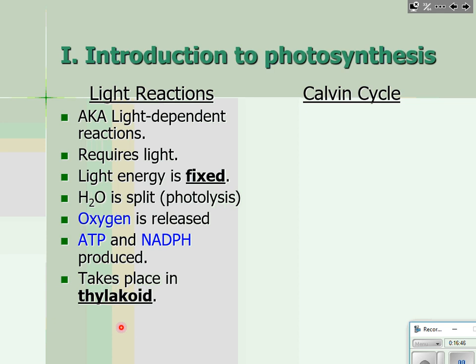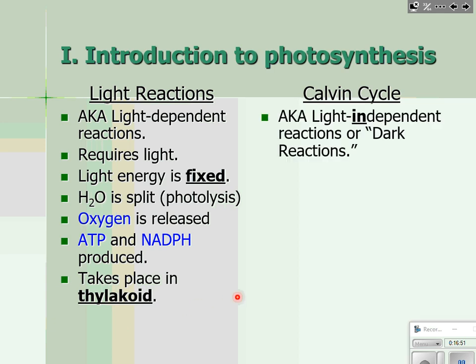Let's talk about the Calvin cycle. That's the second half of photosynthesis. Another name for the Calvin cycle is the light-independent reactions, because the Calvin cycle does not require light, at least not directly, as an energy source. It does not get its energy directly from light.